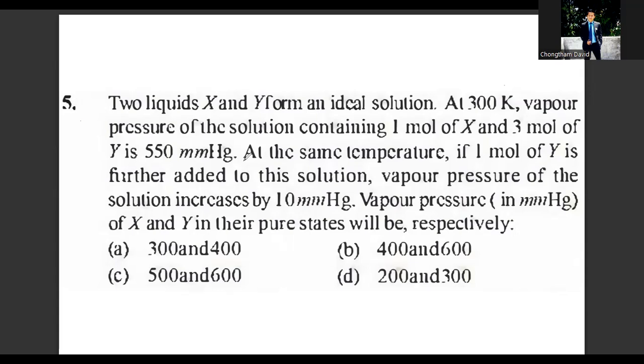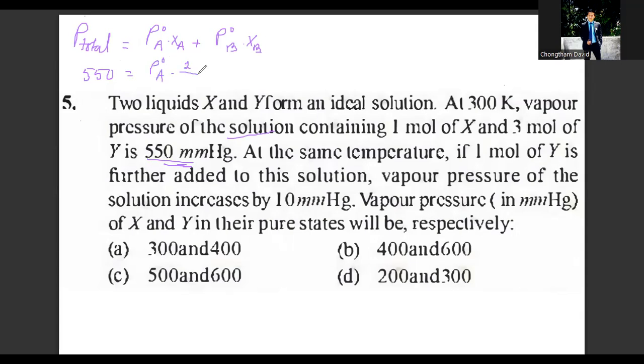To solve such a question, you need to understand Raoult's law and Dalton's law of partial vapor pressure. According to the relationship which we have initially derived, the total vapor pressure in the solution is equal to the sum of the partial vapor pressures of the components present in the solution. This is Raoult's law. P naught B XB. Am I right? From this equation, you can further derive. You're given the total vapor pressure is 550. This is the vapor pressure of the solution. Total means solution. So P naught A, you need to find this.